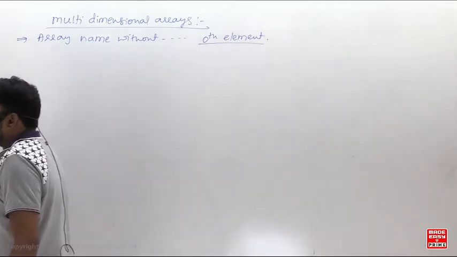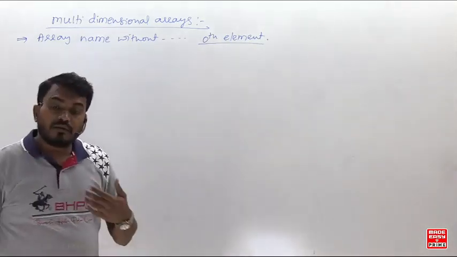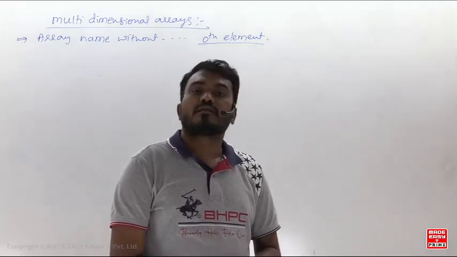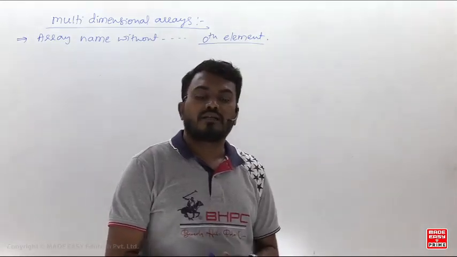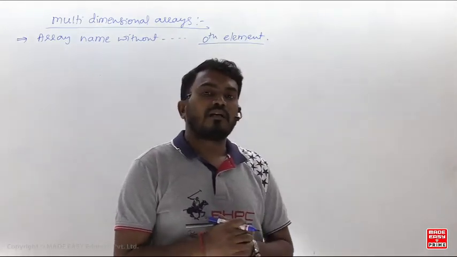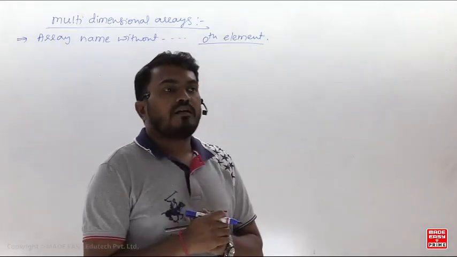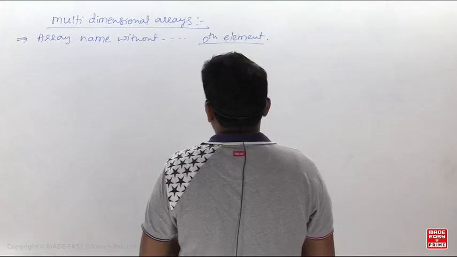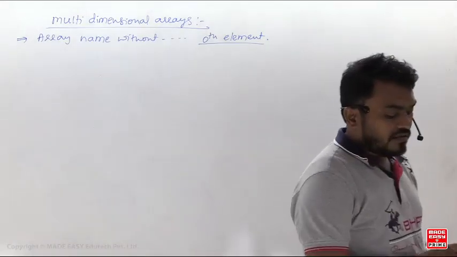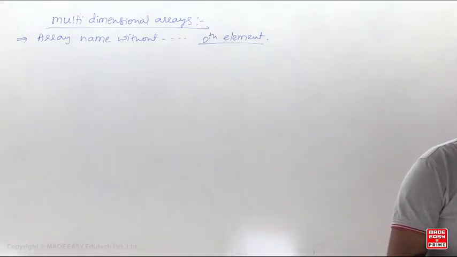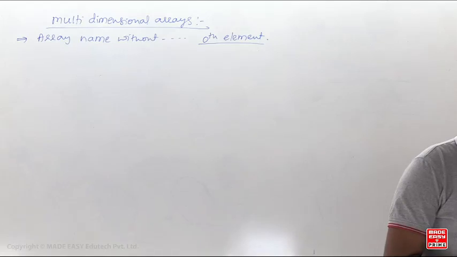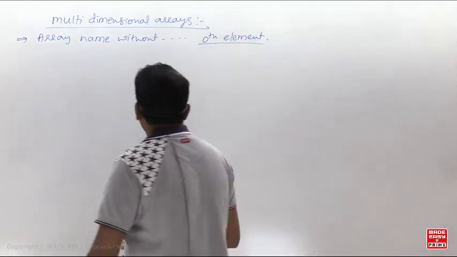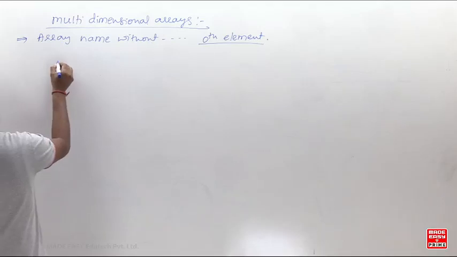Okay. Now we are having clarity. Now we are going into the deeper things, the internal things. Understand here. Array name without subscript always contains the base address of the 0th element. So please understand, what is the meaning of the 0th element?